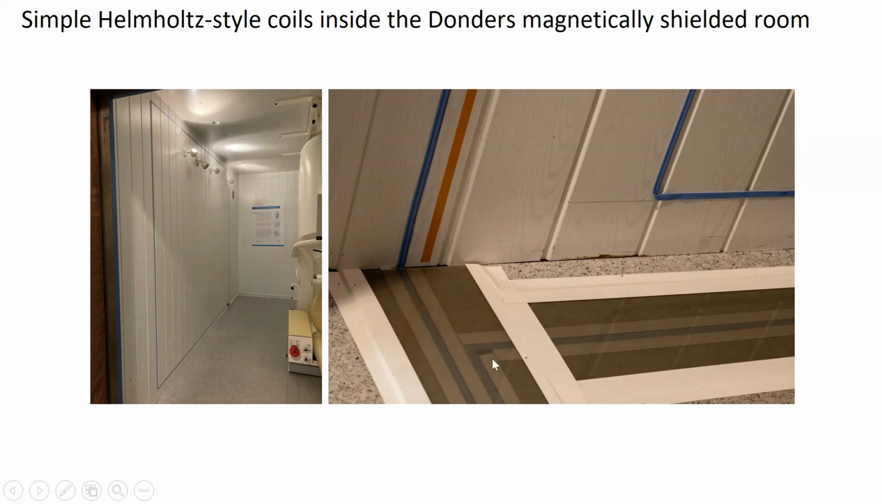With these very simple coils, we were able to reduce the magnetic field quite a bit. Just in case, at this moment we're not using them anymore, because this is something that we installed prior to the OPM sensors arriving. When the OPM sensors arrived, it turned out that their operating range was so large that the residual field in our MSR was not a problem.